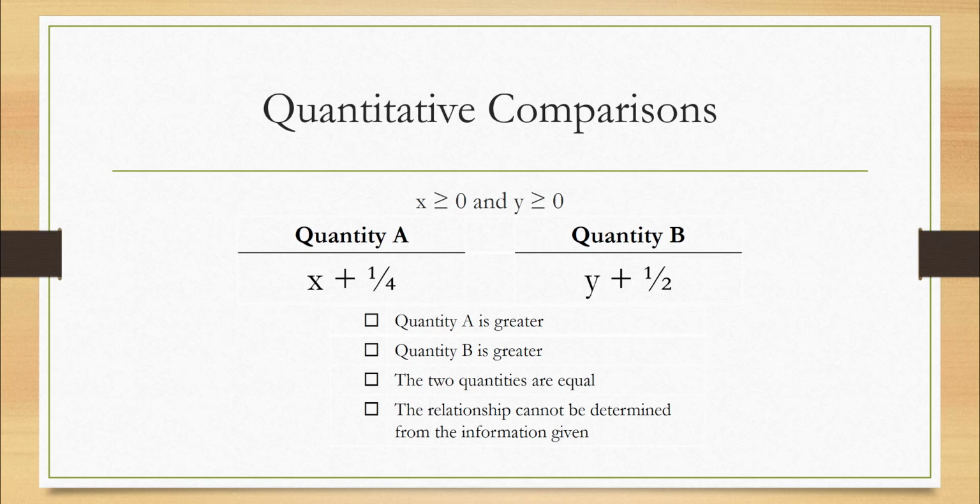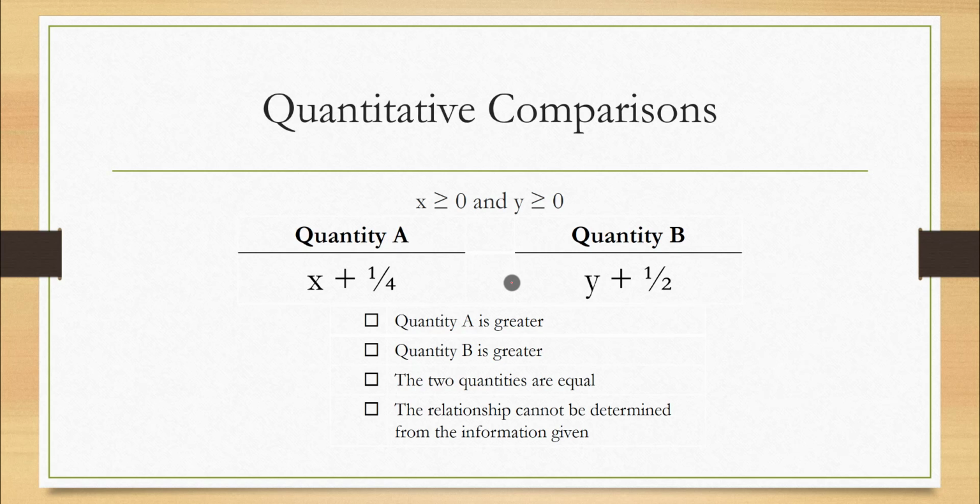As an example, look at the following question. On your computer screen, you might see quantity A is x plus 1/4, and quantity B is y plus 1/2. Now, initially, we tend to focus on the 1/4 and the 1/2, and we think, well, 1/4 is smaller than 1/2, and so we may be quick to think, oh, well, B must be greater than A.